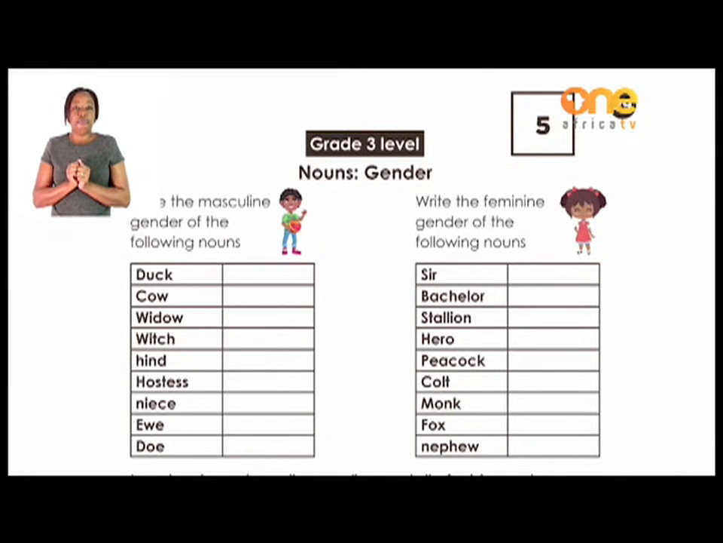Are we together? So our gender, we only have two genders. It's either you are a male or you are a female. You are a girl or you are a boy. Are we together? That is what gender means. Okay. So we are given two tables there with two columns. In the first table, we are given the side of the masculine gender, and we have to find the feminine gender. All right. Okay, now let's try and find the answers.